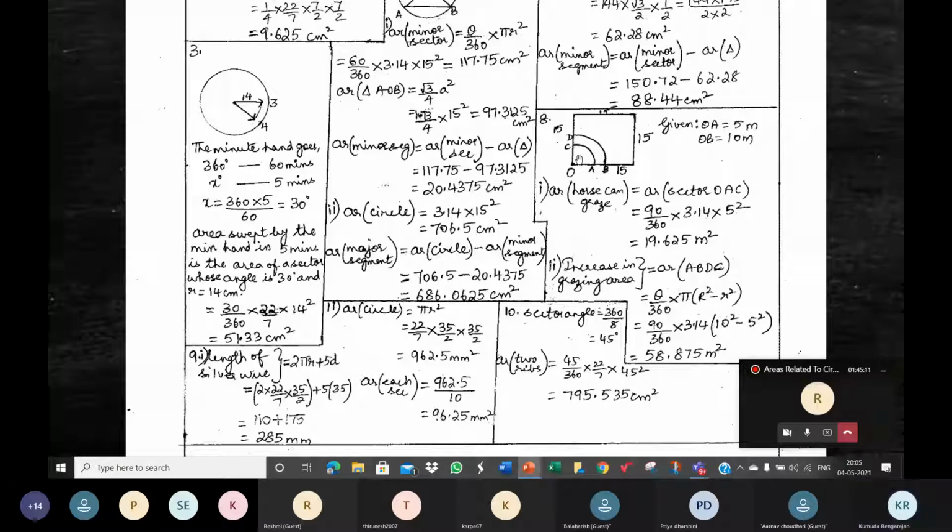Now, if the length of the rope is increased by 10 meters, the length of the rope is increased now. From here to here, it was originally 5. Now the length of the rope is increased by 10. So what's the complete length now? 15. From here to here, it's 15.